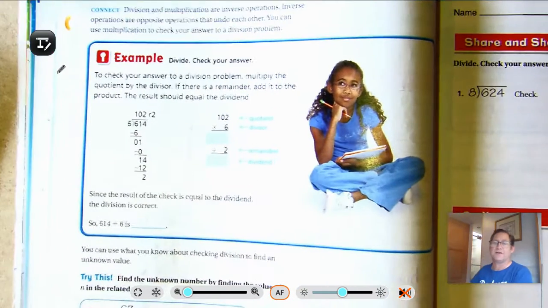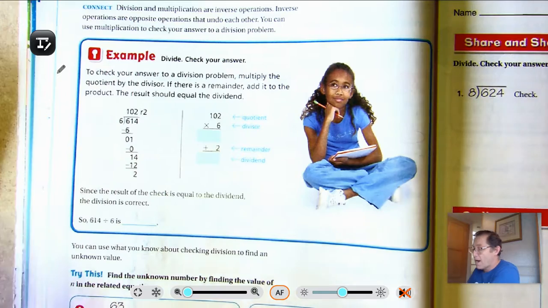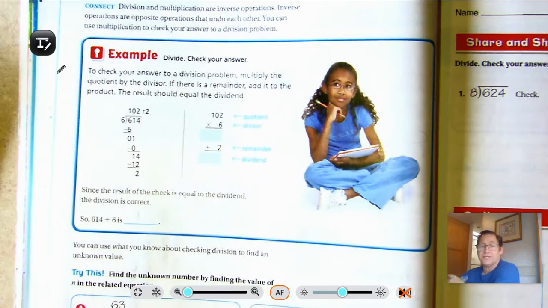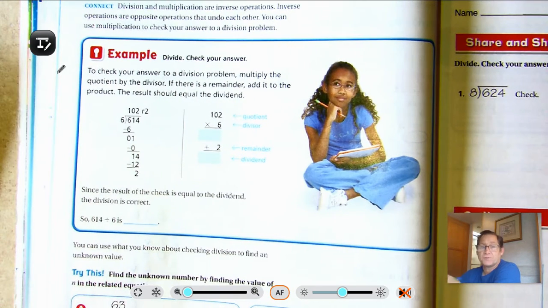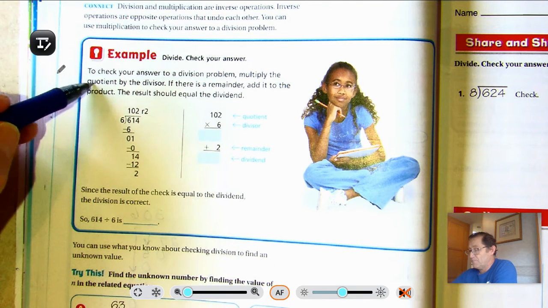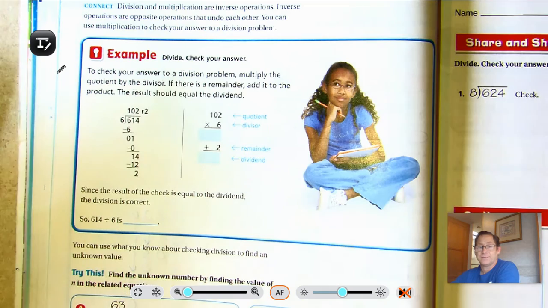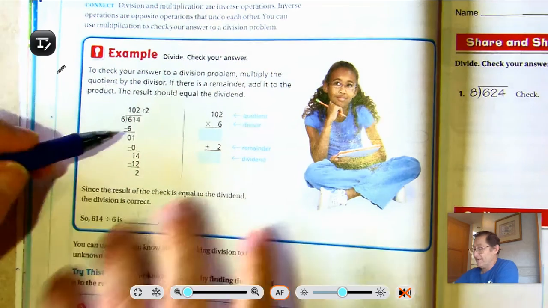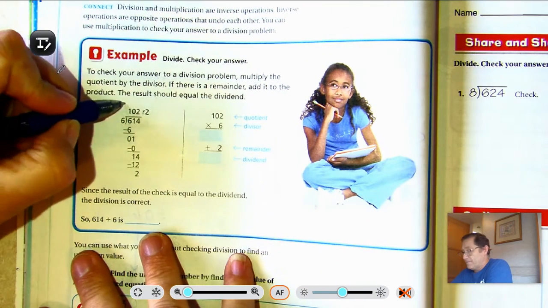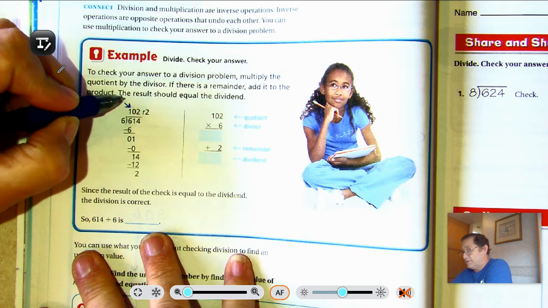So division and multiplication are inverse operations. Inverse operations are opposite operations that undo each other. We can use multiplication to check our answer to a division problem. So to check your answer to a division problem, multiply the quotient by the divisor. If there's a remainder, add it to the product. The result should equal the dividend. So remember, the answer to the division problem is the quotient.